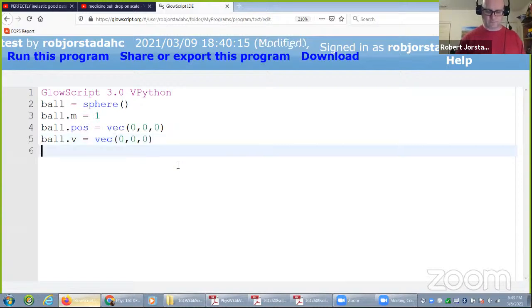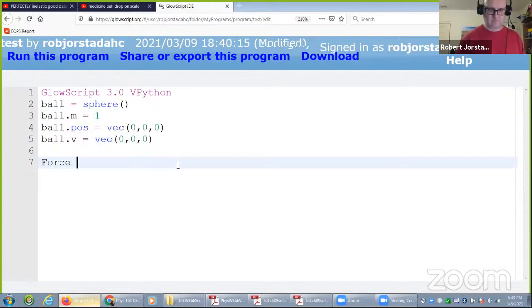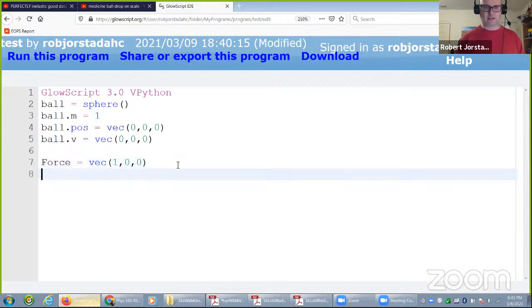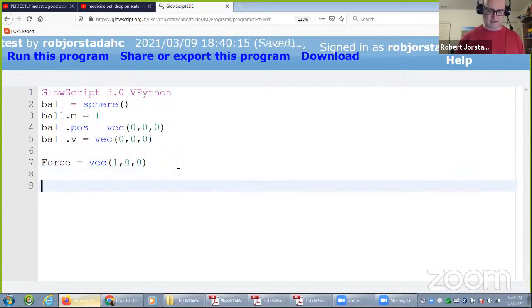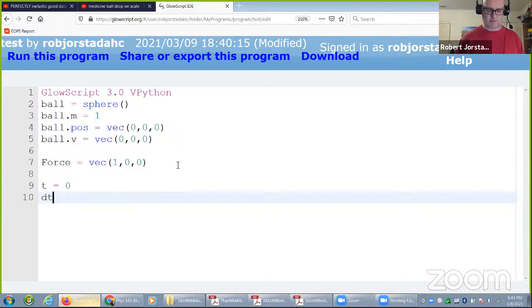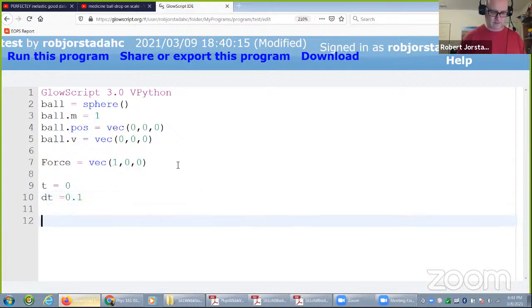Okay, and let's say there's a force exerted on the ball. That's a vector. Let's say it's 1 in the X, 0 in the Y, 0 in the Z. So we have a force in the X direction. And then let's set a time. Let's say we start the clock at 0, and I'm going to pick a small time increment.